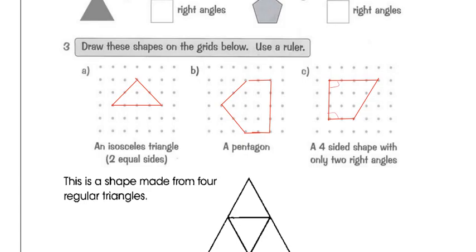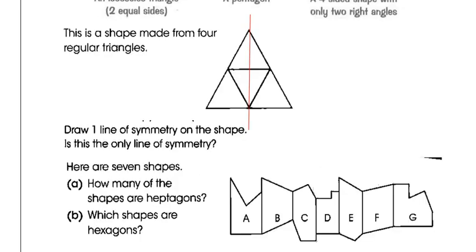Draw a line of symmetry for this shape. You can draw a line of symmetry like that. They're asking you, is this the only line of symmetry? The answer is no, because we have other lines of symmetry. You can draw another line of symmetry like that, or simply like that. We have 3 lines of symmetry.